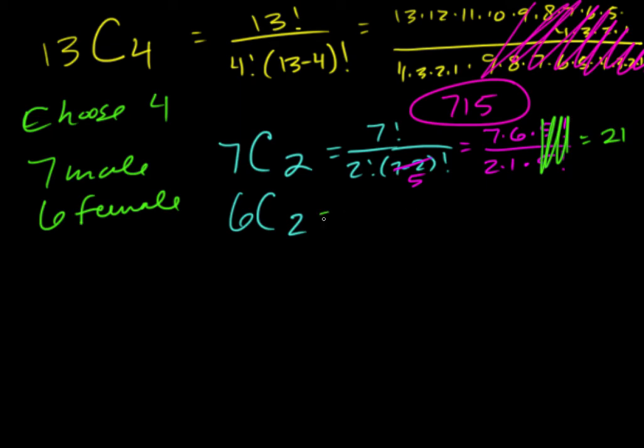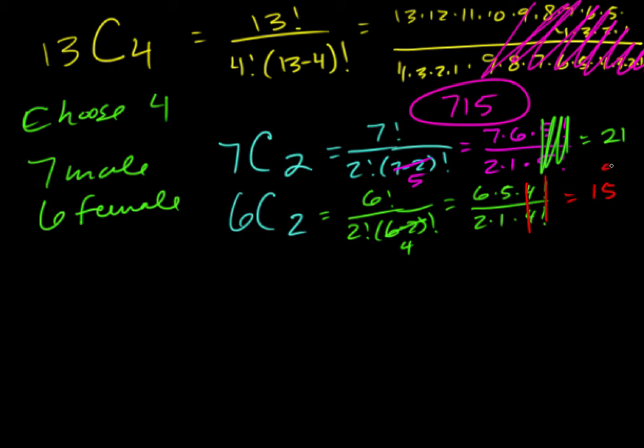Okay, over here, we're going to get 6 factorial over 2 factorial times (6 minus 2) factorial. Once again, let's think of this as a 4 right off the bat. 6 times 5 times 4 factorial, and then we have 2 times 1 times 4 factorial. We can cancel that. That's going to be 30 over 2, which is going to give us 15. And then if we multiply those together, we're going to end up with 315.